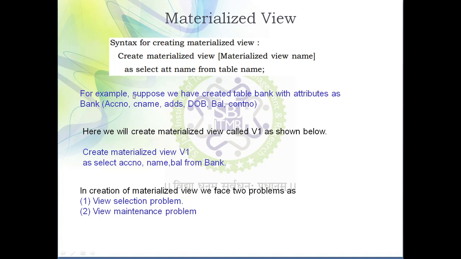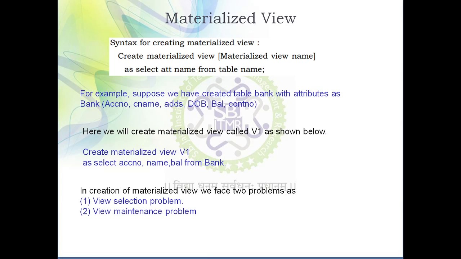Let's consider that we have created a table bank with attributes account number, name, address, date of birth, balance and contact number. So these many attributes are there. Here I have not considered 100 attributes, I have just considered 6 attributes. Out of the 6 attributes, I come to know that only 3 attributes are required very frequently, such as customer name, account number and the balance. These are the 3 attributes which we require very frequently.